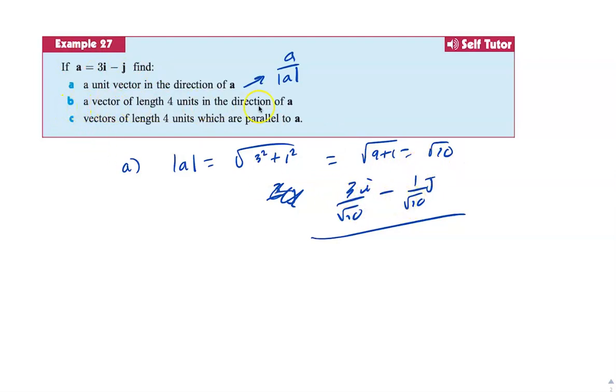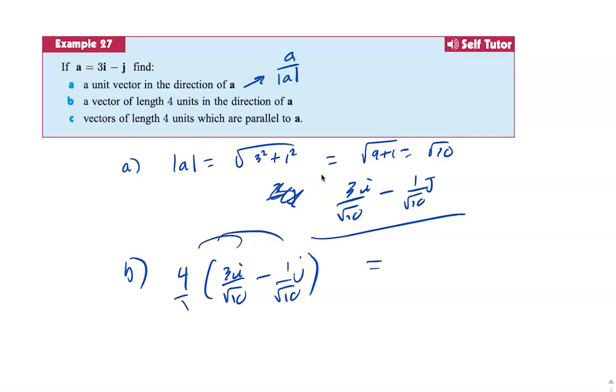Now, a vector of length 4 units in the direction of a. Right now this has a value of 1, it's a unit vector. So if I want a value of 4, I can multiply this by 4. So that's going to be 4 times my answer from before. Not pretty, but just distribute, and it's like 4 over 1. So you get 12i over rad 10 minus 4j over rad 10. Remember in IB, we really don't care about rationalizing. This is a perfectly fine answer.